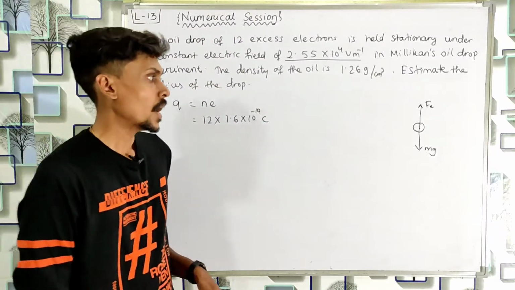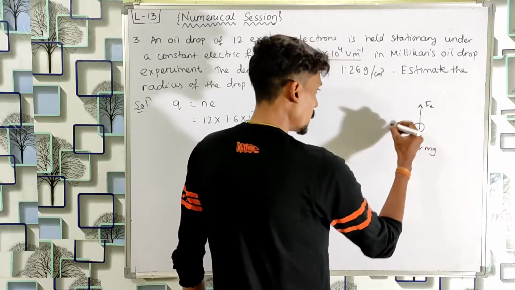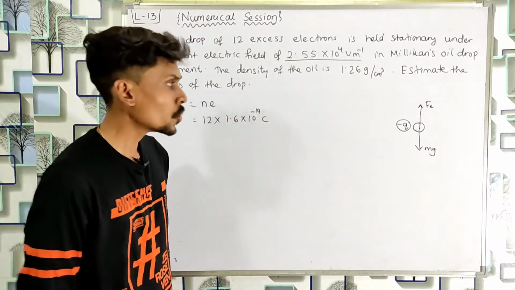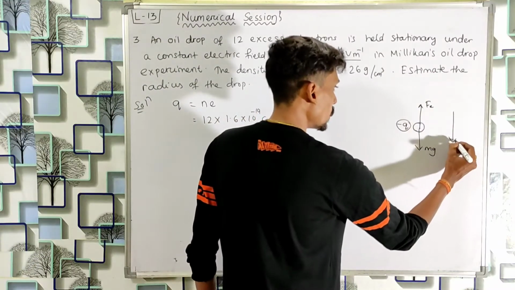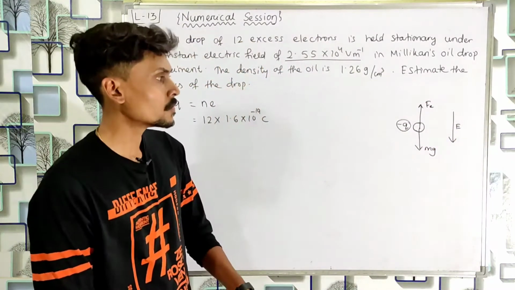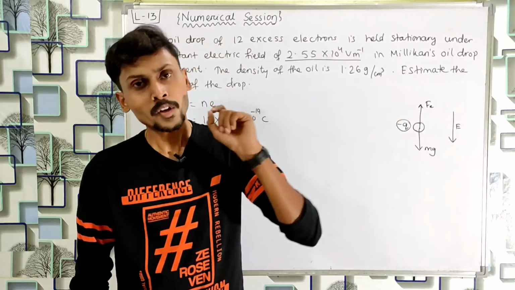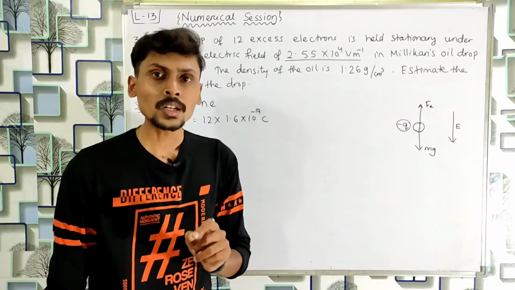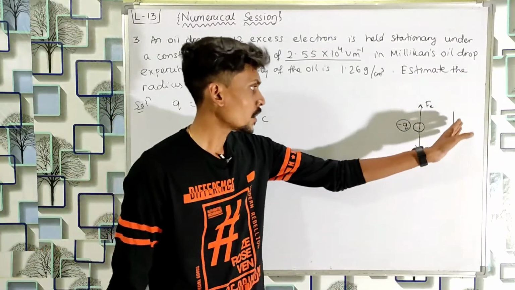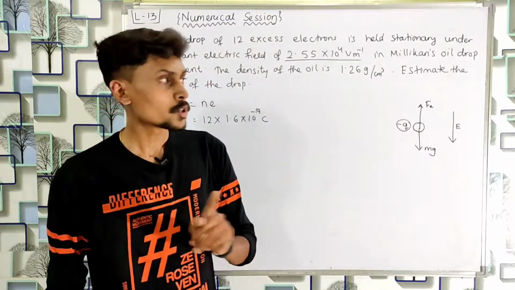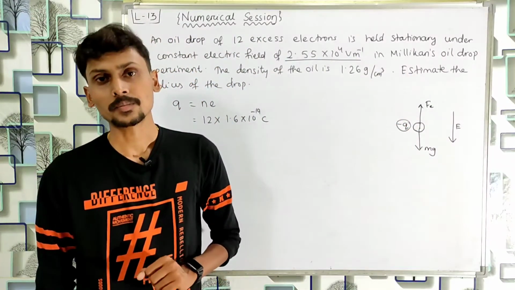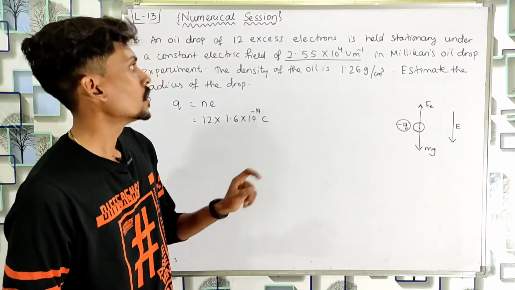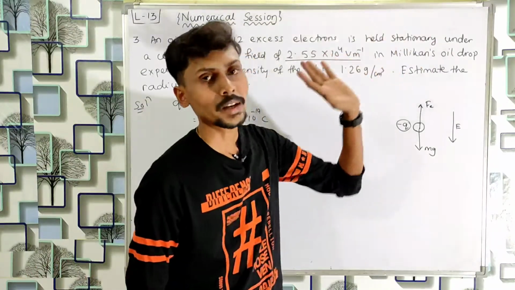Is that clear? And since this oil drop carries a negative charge, the electric field must be in the downward direction, because we know that a negatively charged particle experiences a force in the opposite direction of the electric field. Since the electric field is downward, the electric force will be in the upward direction. Is that clear? And if this electric force cancels mg, then the oil drop will be stationary.